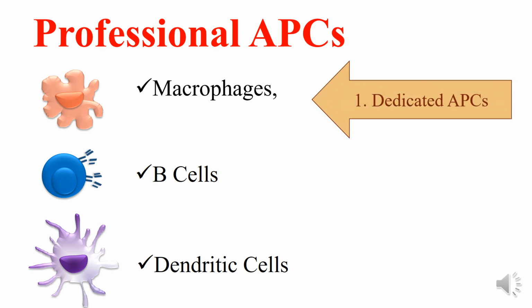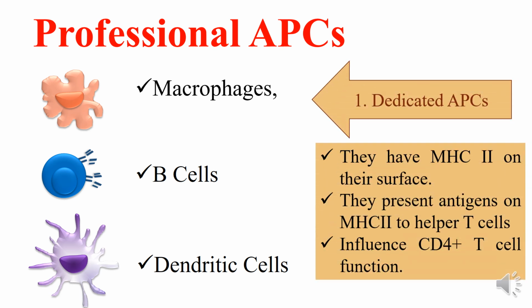Professional APCs include macrophages, B cells, and dendritic cells. They are also known as dedicated APCs. They have MHC class II on their surface. They present antigens on MHC class II to T helper cells or helper T cells. They also influence CD4 T cell functions.